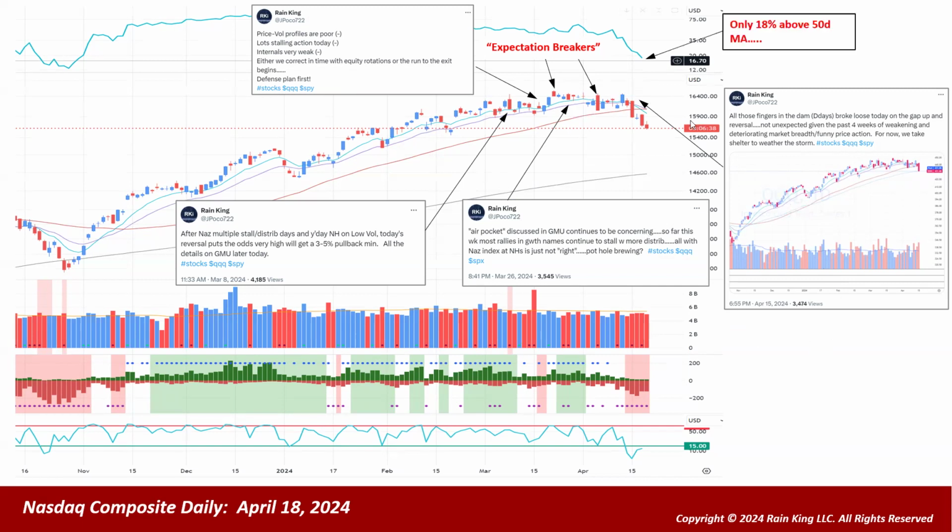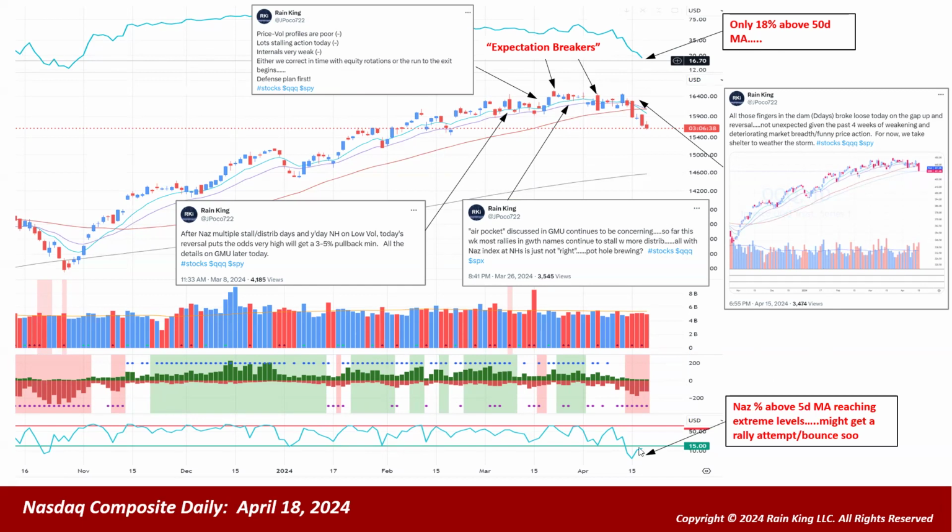Now, this teal line in this chart is the number of NASDAQ stocks that are above the 50-day moving average. We are way down, only 18% are above the 50-day moving average. And those are levels we haven't seen since way back over here, which was the October lows. So the market internally on the NASDAQ is very weak.